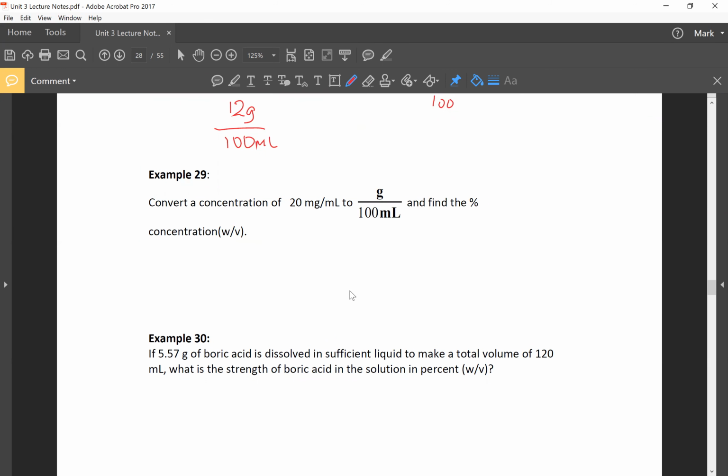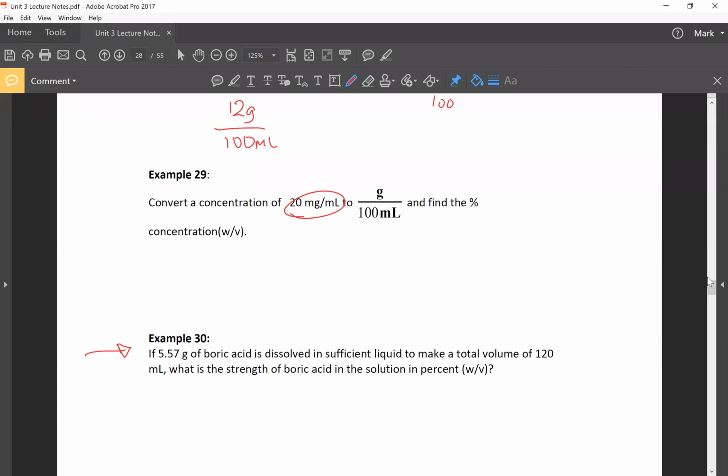Convert a concentration of 20 milligrams per milliliter to grams per 100 milliliters. Oh, this is a pretty easy one. Okay, well, so again, this is not really an example. I really wanted you guys to try something like 30, but anyways, I will do 29. I need to convert 20 milligrams per milliliter to per 100 milliliters.